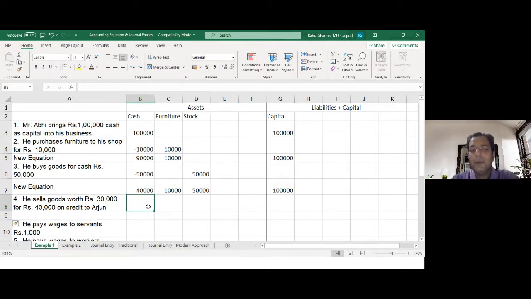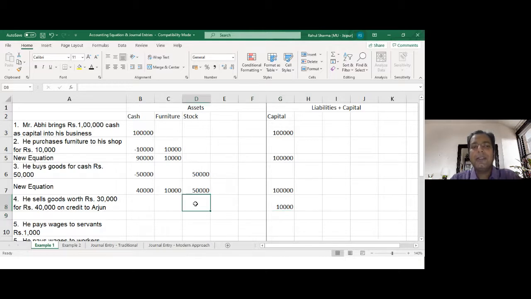So he sold goods worth rupees 30,000 for rupees 40,000 on credit to Arjun. Now, can you understand this transaction? Goods worth rupees 30,000 are being sold for rupees 40,000. So something which cost me 30,000, I'm selling for 40,000. Am I making a profit or loss? Yes, of course, I'm making a profit of 10,000. Any profit or loss directly impacts my capital. So I'll add 10,000 into my capital for the profit. That's the first thing I should do.